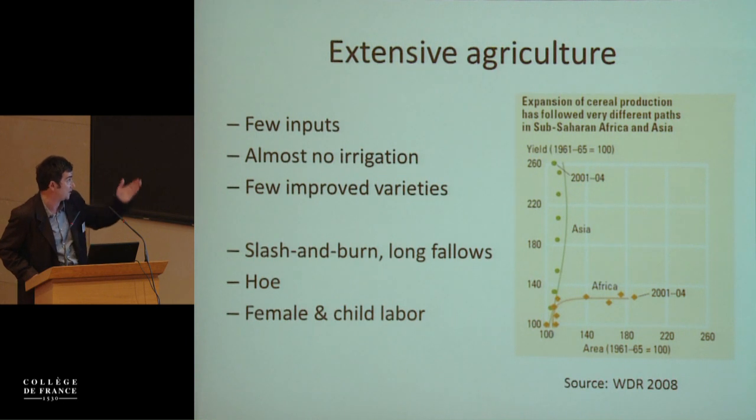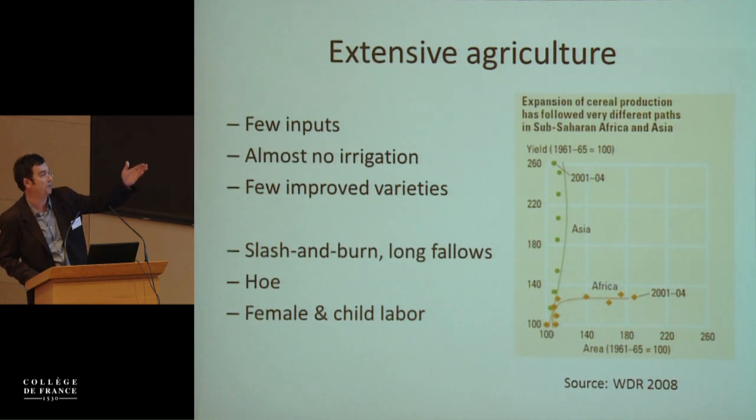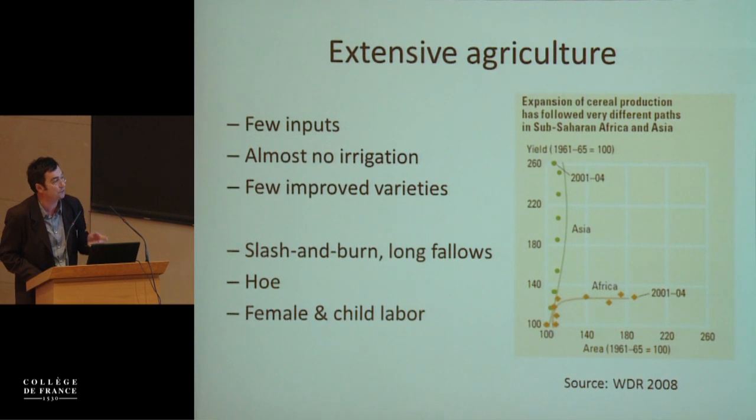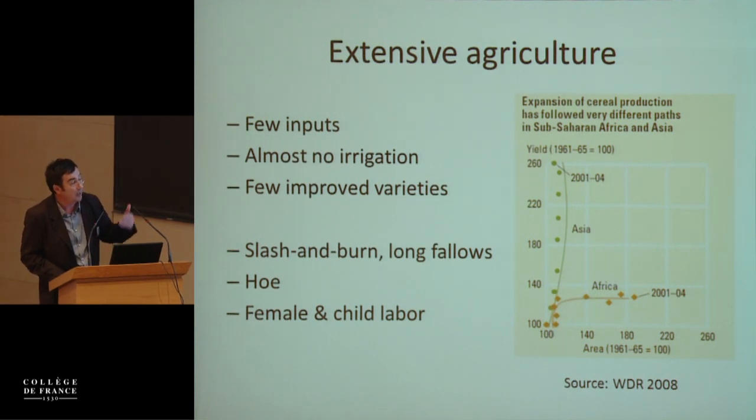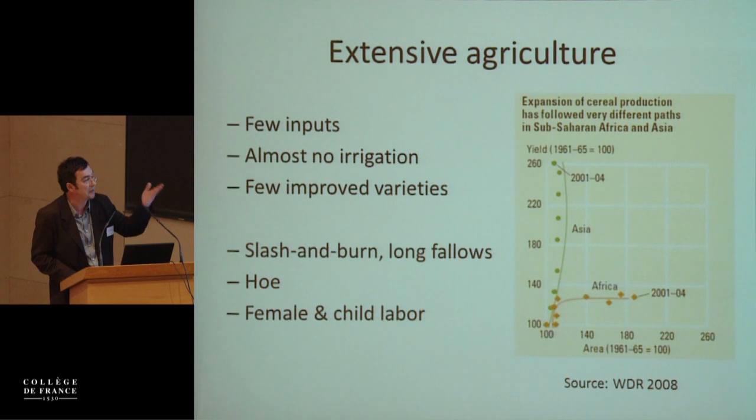They still use very few inputs, almost no irrigation in many areas, few improved varieties, and they still practice, in many areas, slash and burn, long fallows, the hoe, and intensive use of female and child labor. I've here reported a figure drawn from the World Development Report of 2008, the World Bank's annual report, which was in that year dedicated to agriculture.